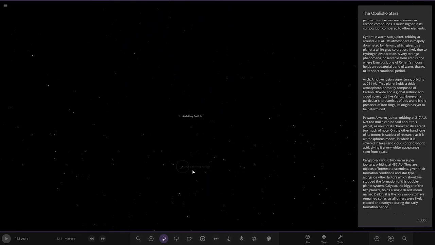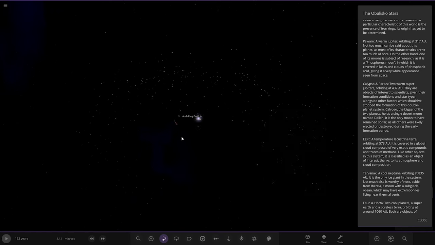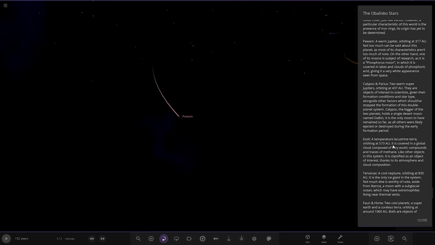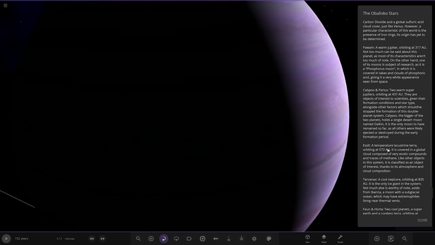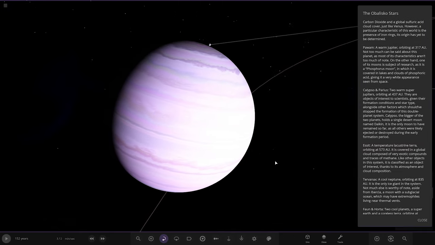Nice. Okay, next up we have got Parwan, a warm Jupiter orbiting at 317 AU. So we're taking another jump now. There it is. Oh, where are we? Parwan. So a warm Jupiter, 317 AU.